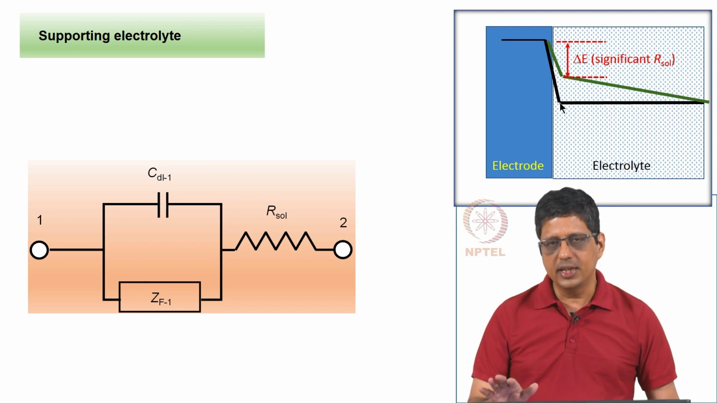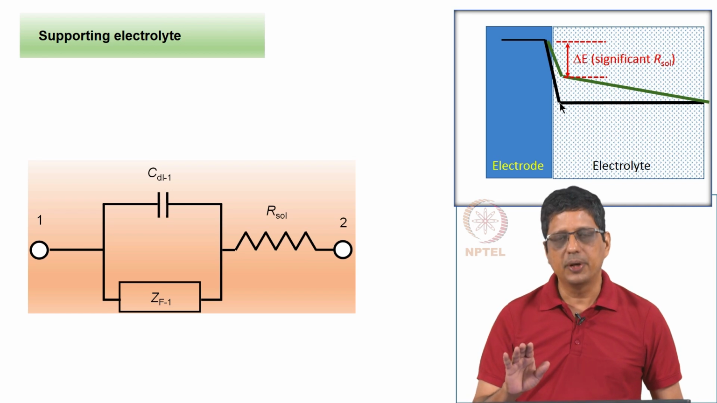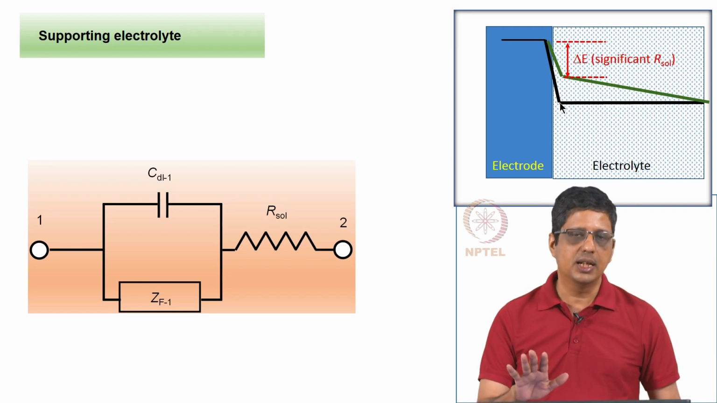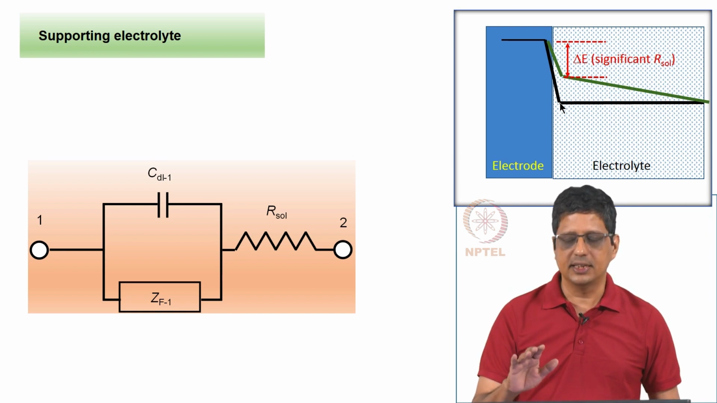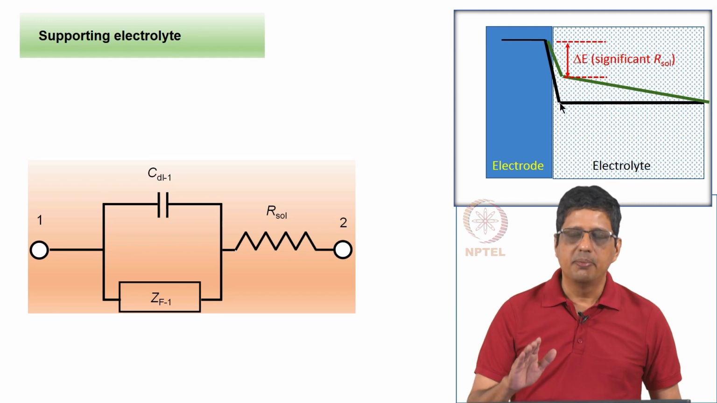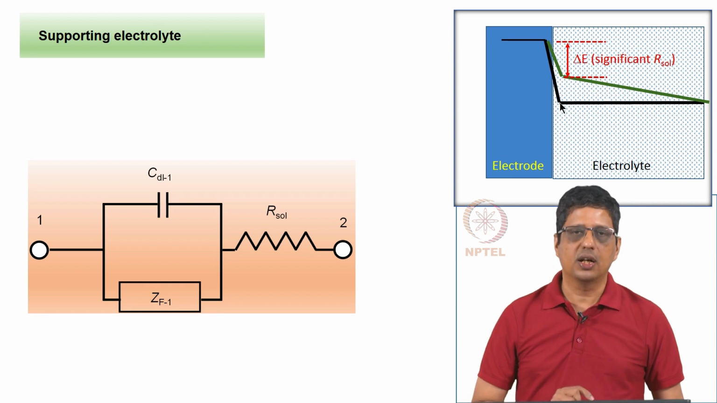So, in order to avoid this, many times we add a pretty much inert material as far as the reaction is concerned, but as far as the conductivity is concerned, it increases the conductivity, and basically it makes sure that the electric field is such that all the potential drop occurs only across the interface.